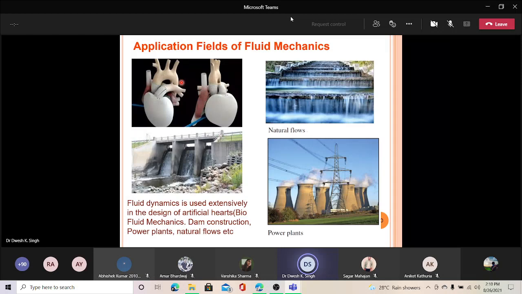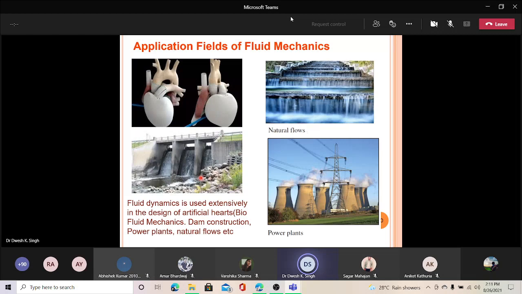And of course natural flow we already know. This picture represents dam construction. In dam construction the concept of statics is utilized. Not only statics, but yes, a dam is built up with the concepts of statics actually. So this is one of the examples.